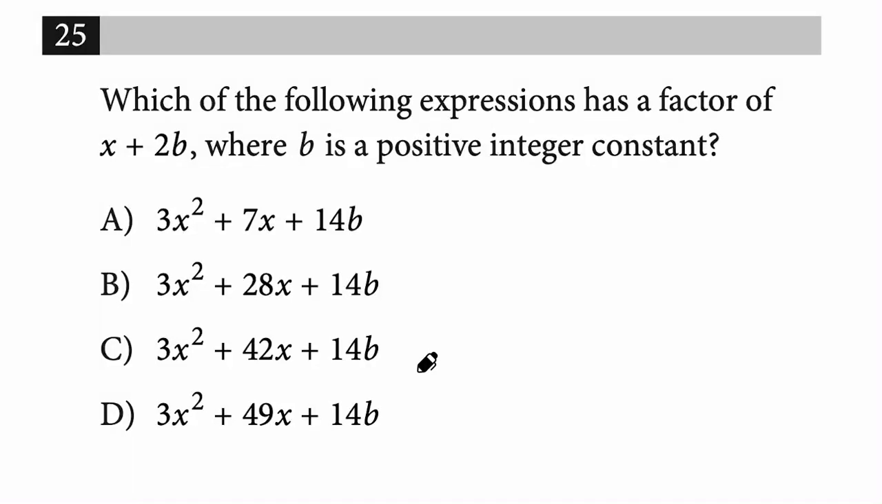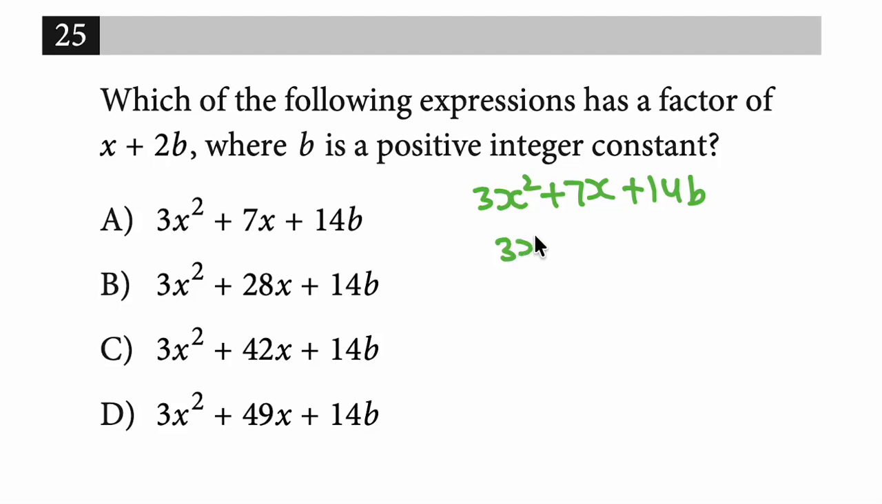Number 25, I can see this question is repeated many times in many bundles. Okay, let's understand. Which of the following expressions has a factor of x plus 2b, where b is a positive integer constant? Okay, now if I just want to factorize it, let's say 3x squared plus 7x plus 14b, right?